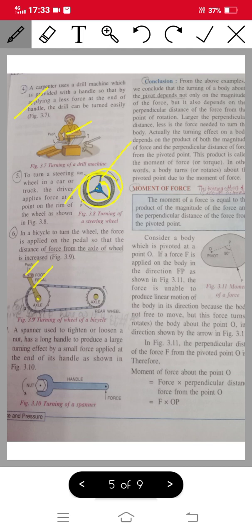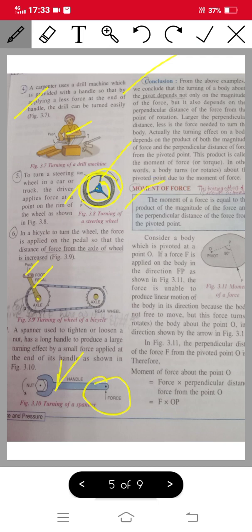Then a spanner: here also we give force here, not here, and if we give force here, it is much harder for us to move this to open the nut. So we can conclude that to move any body with less force and much more easily, the perpendicular distance from the pivoted point should be high, and the magnitude should be large.